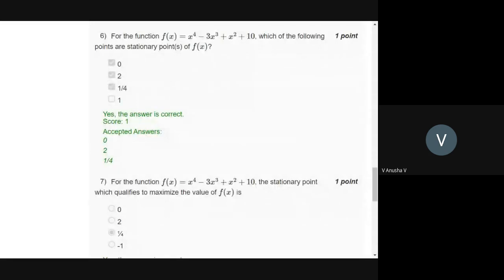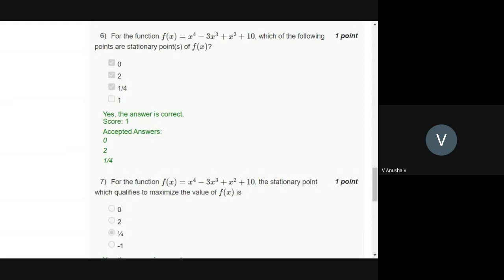So x power 4 minus 3x cube plus 6 square plus 10, right? So first I'll be finding f dash of x. So it will be 4x cube minus 9x square plus 2x. Once I find that, again I need to find the second derivative of this one. So it will be 12x square minus 18x plus 2.